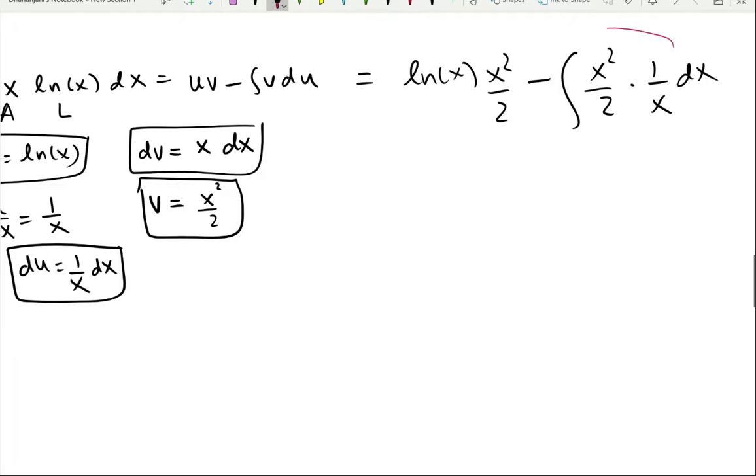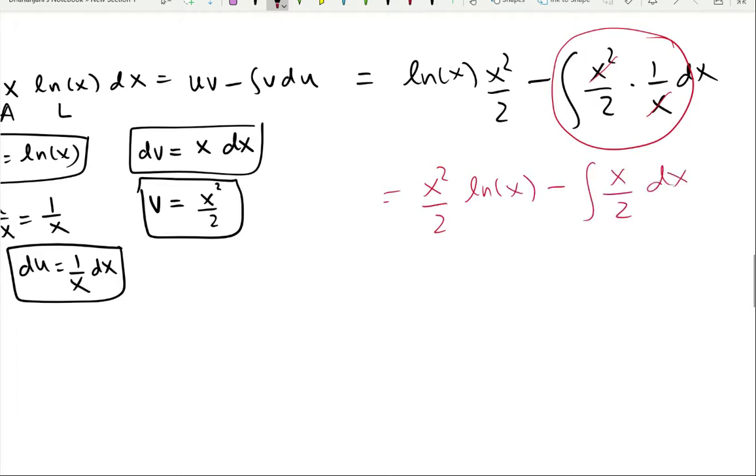Now the next thing is to check whether you can simplify your integral. Here we can cancel out an x, so we have x squared over 2 natural log x minus the integral of x over 2. Now if you integrate x you get x squared over 2, so you get a new 2 on the bottom. That new 2 and this 2 will give you 4. 2 times 2 is 4, plus arbitrary constant c.